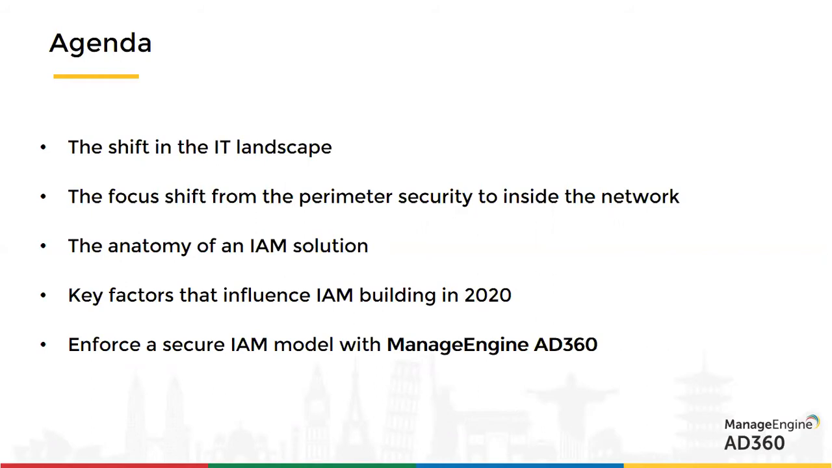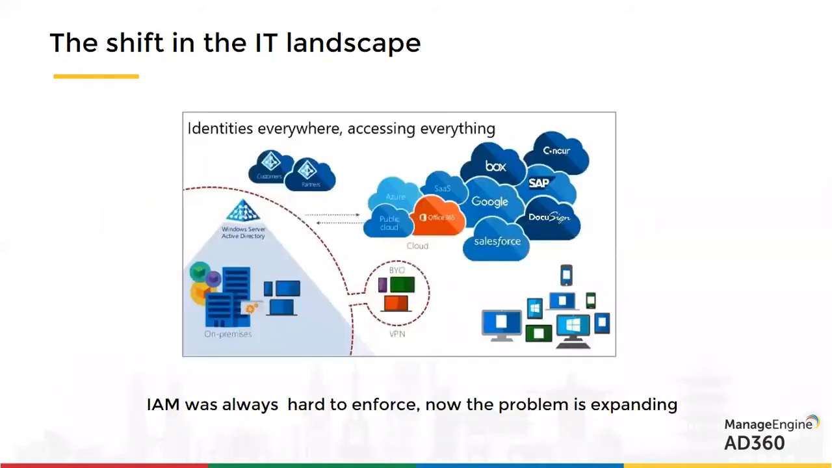All right. So the shift in the IT landscape, like I said, it's not just on-premise Active Directory anymore. Most organizations are now adopting public cloud services alongside traditional on-premises infrastructures. So this diagram says it all. If you take a look at it, Windows Server Active Directory runs on one end, but the organization uses a fair amount of Azure Active Directory or Office 365 or connected applications.